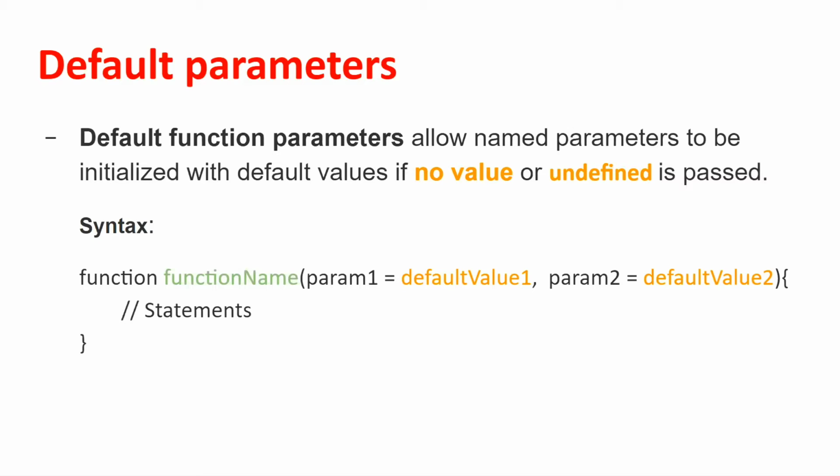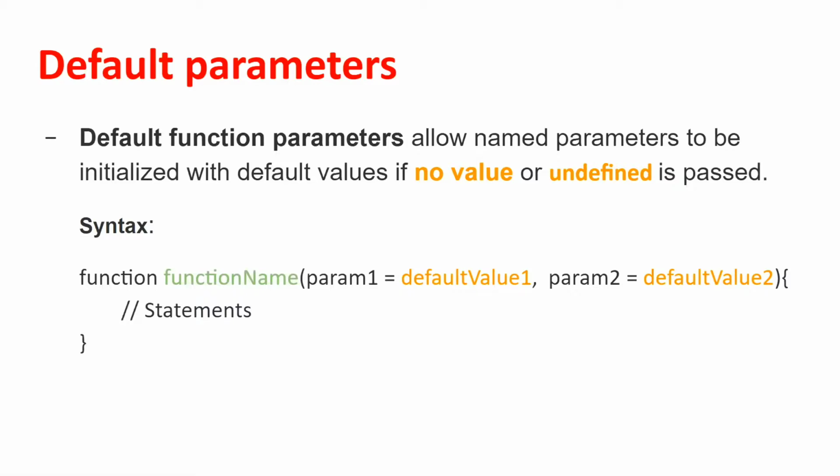Default parameters are a feature in ES6 which allows us to set a default value for our function parameters if no value is passed, or if undefined is passed, inside our function. Here you can see in the syntax: function name, parameter 1 equal to default value 1. Make a note of the equal to default value 1. If we pass something like this, equal to a value, that means we are assigning it as a default value. We'll see some examples which will make this clearer.